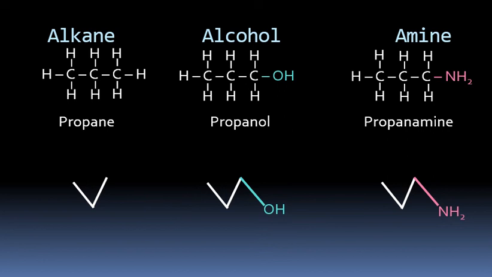So for example, if I ever on the test tell you the word propanamine, then you should be able to, from the name, know that we are dealing with a 3-carbon molecule that has an amine group at the end. And the line structure for these two will simply be 3 points for the carbons, and then a bond going to the functional group. For the alcohol, it would be an OH, and for an amine, it would be an NH2.